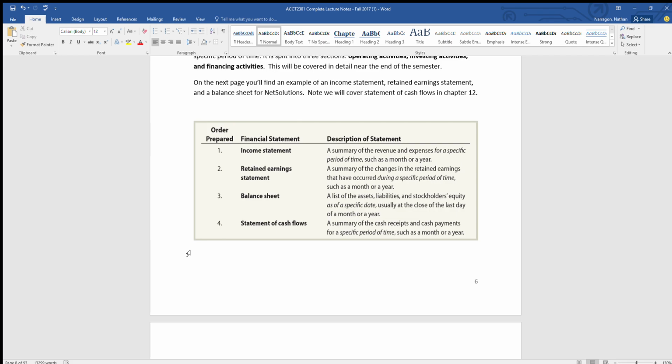Net income goes to the retained earnings statement. Retained earnings ending balance goes to the balance sheet. Last part, the statement of cash flows, will actually have what happened with cash, and it's going to basically take everything from the balance sheet itself.